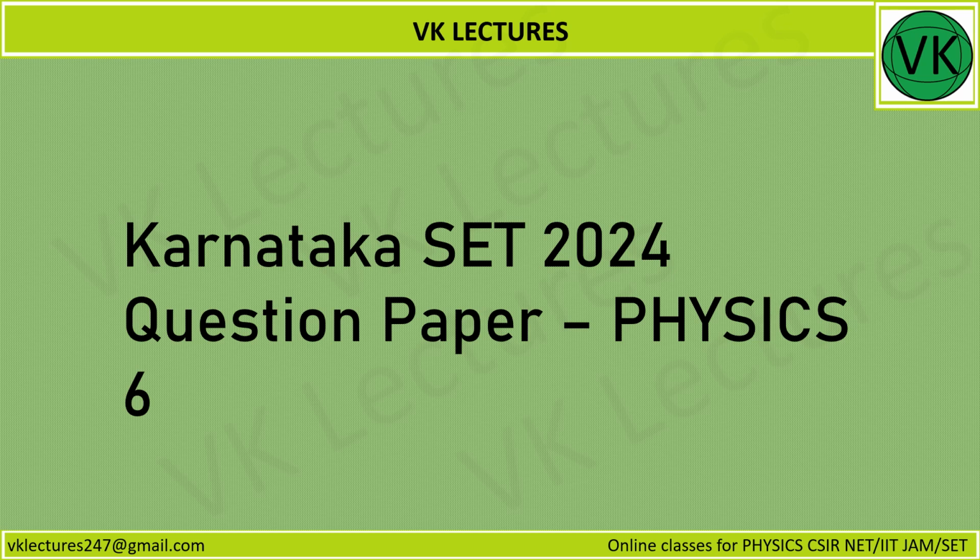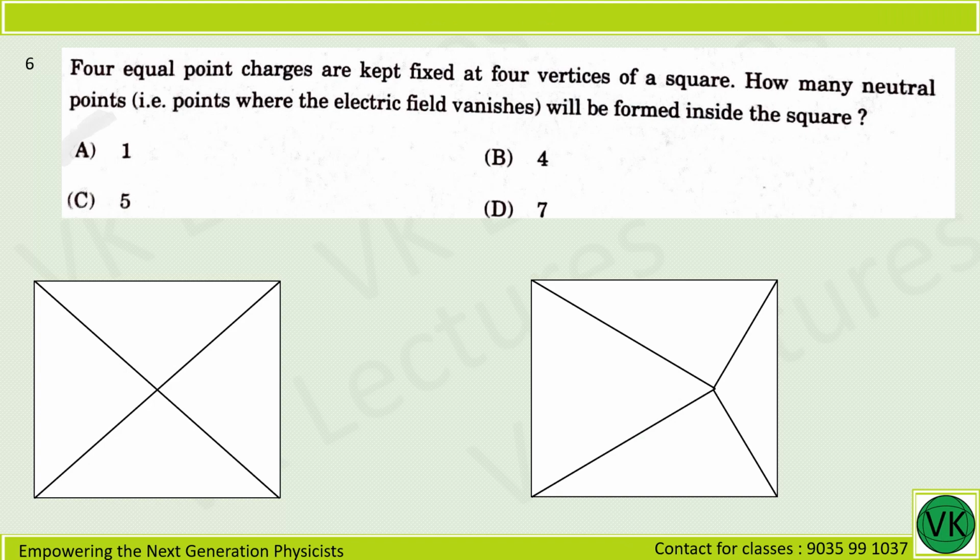In this lecture, four equal point charges are kept fixed at four vertices of a square. How many neutral points where the electric field vanishes will be formed inside the square?